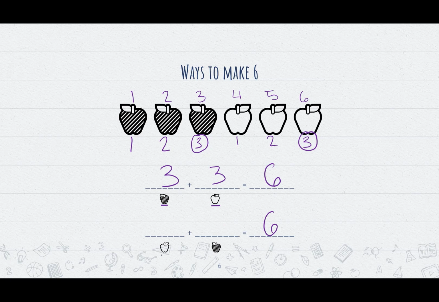And now if I go down here and I do my number of plain apples plus my number of striped apples, I'm going to have 3 plain apples plus 3 striped apples. So that is the last way that we can make the number 6.